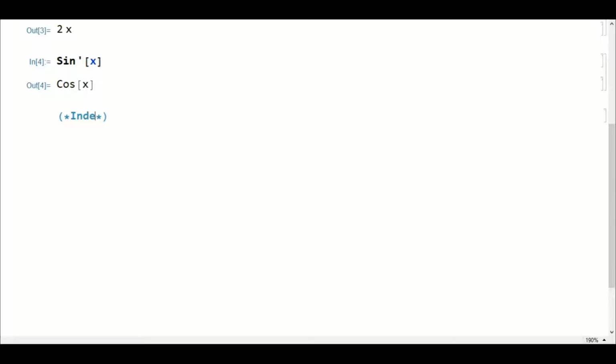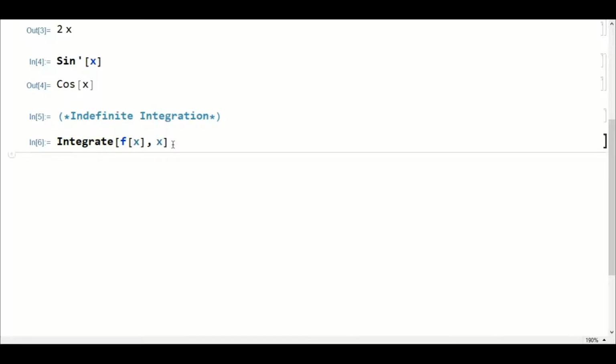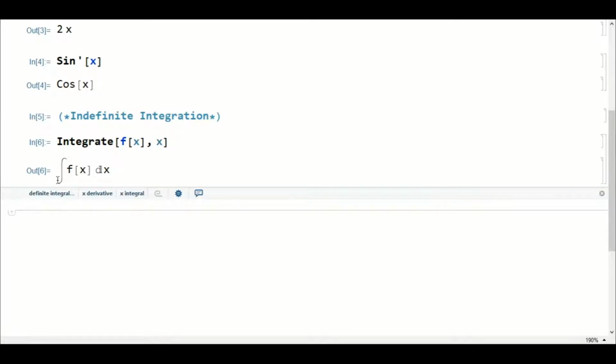If you want to do indefinite integration, then the command is like this: Integrate, your function f of x, and the variable, so integration of f of x dx. So x is the variable with respect to which you want to integrate the function. If I execute this, you can see that there is an integration symbol, f of x dx. So this is how it is taken in Mathematica.